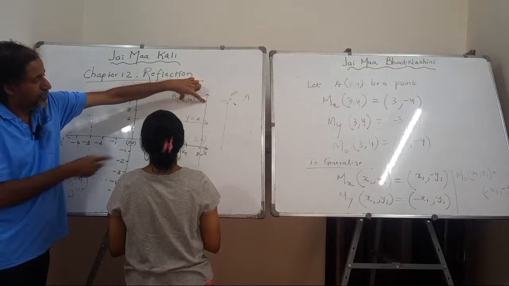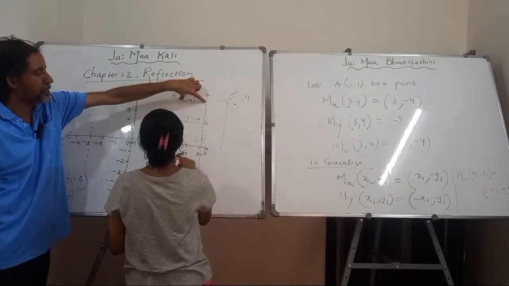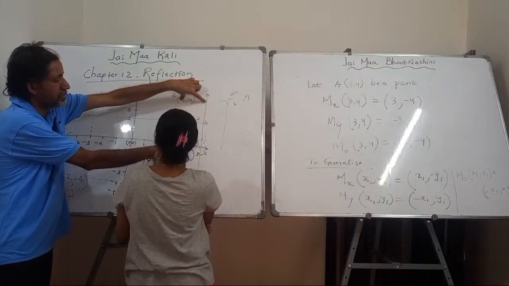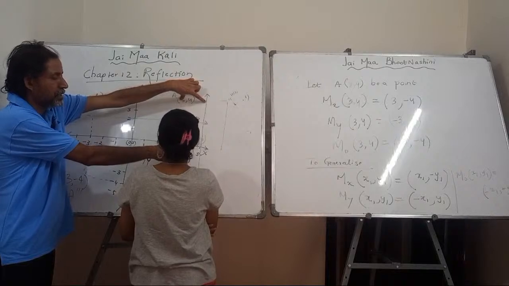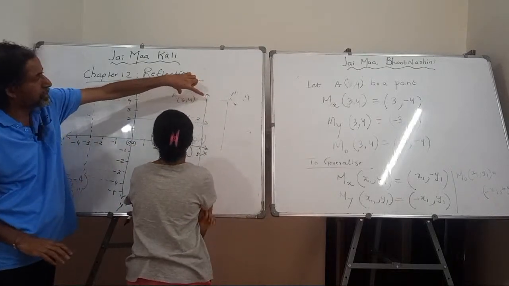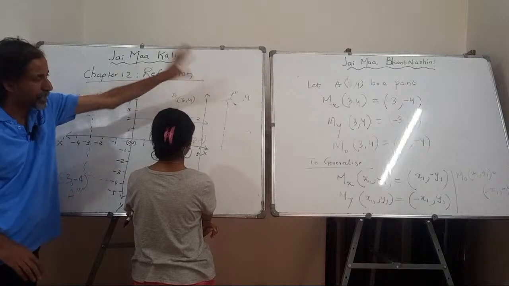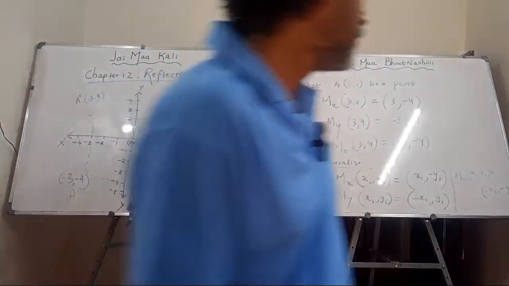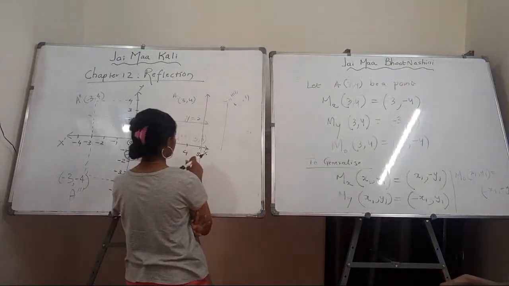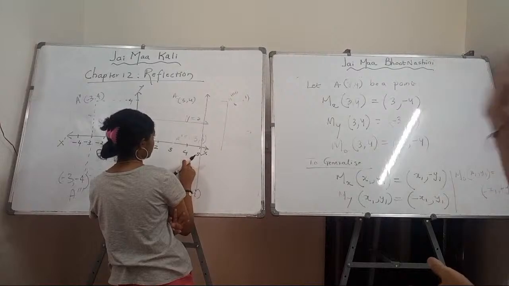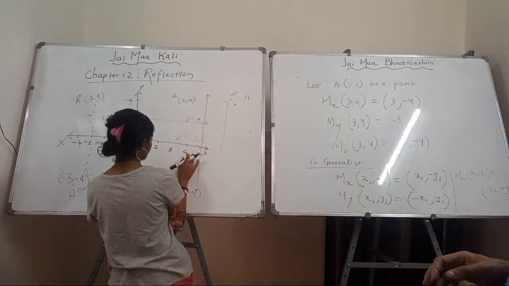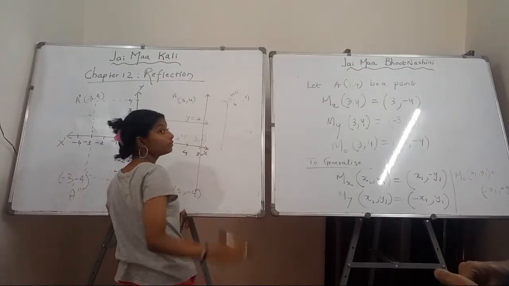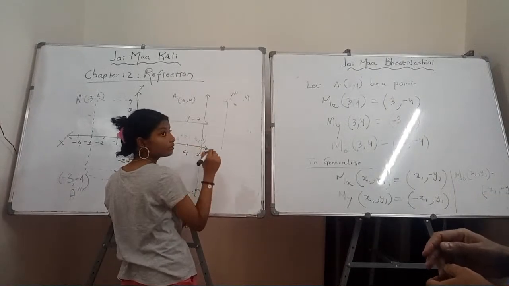3 to 5 here. What is the distance? How much is this? 2 centimeters. It is 2 centimeters in front of this mirror, so 2 centimeters back it will go. So what will be the coordinate? After 5 means behind 5. 3 is the original image. So 2 inside. 4.